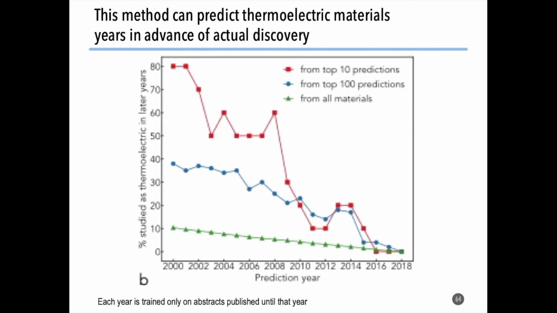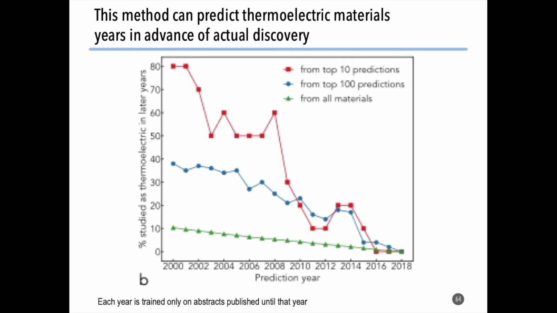What fraction of those materials would have actually been studied as thermoelectrics later on? So if we went back in a time machine to the year 2000 and did this study, would we have predicted actual thermoelectric materials? From the top 10 predictions, about 80% of the things that we would predict as good thermoelectrics, using data until the year 2000, would have been studied in the subsequent 18 years or so. So it's showing that, many times, years in advance of the actual study of a material as a thermoelectric, we can predict that, hey, these are the materials that are going to be studied in the near future by researchers.